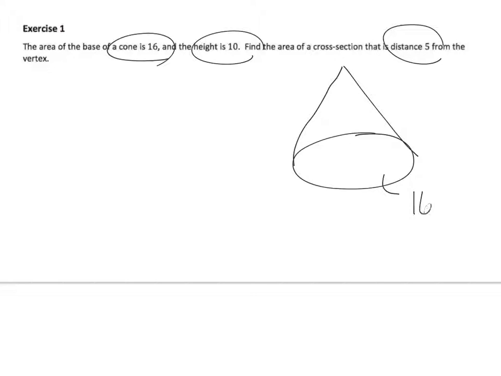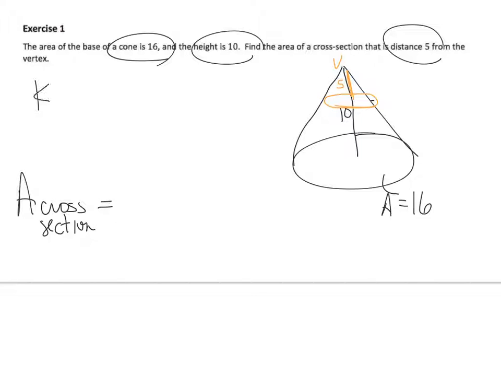The area of the base of the cone is 16. The height is 10. Find the area of the cross-section that is 5 distance from the vertex. That drawing that I made is really, truly awesome, but it's okay. So I have the area of the cross-section is equal to, let's see, my scale factor is going to be 5 over 10. K equals 5 over 10, which is 1/2.